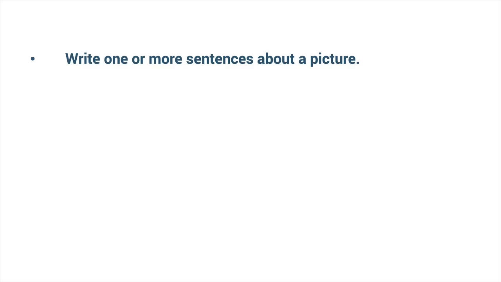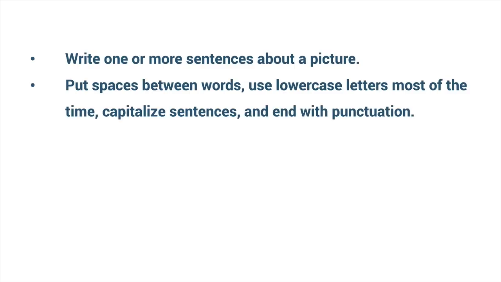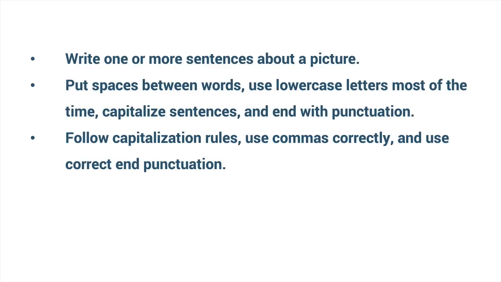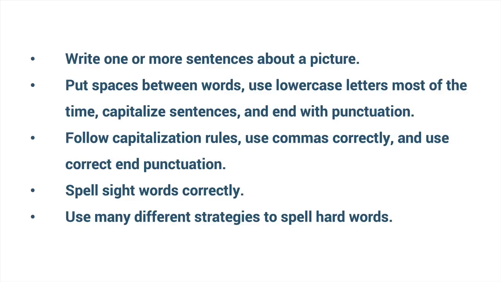Conventions and spelling we'll cover together, and again, these will look different depending on the grade level. Young students can write 1 or more sentences about a picture. Kindergartners can put spaces between words, use lowercase letters most of the time, capitalize sentences, and end with punctuation. As they get older, students learn to follow more capitalization rules, use commas in a series and in other places, and use the correct end punctuation. Even kindergartners can spell words on a word wall correctly, and as our students get older, they learn more and more strategies for spelling hard words.